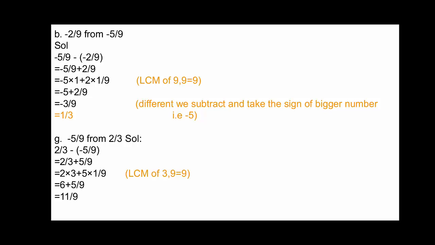Number G, you have to subtract this from 2 by 3. So 2 by 3 you have to write first. Minus into minus will give you plus. LCM is 9. The LCM of 3 and 9 is 9. So 6 plus 5 will give you 11 divided by 9.